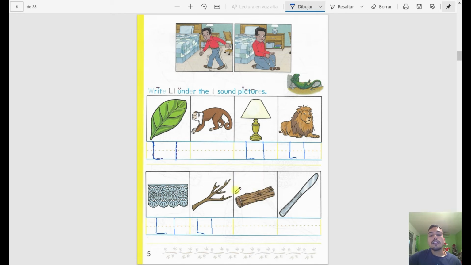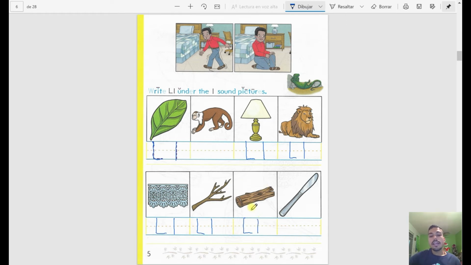The next one here, it's called log. Log, and log has the sound L. Log, it has the sound. Yes, very good. Log has it too, so we have to write the letter L under the log.